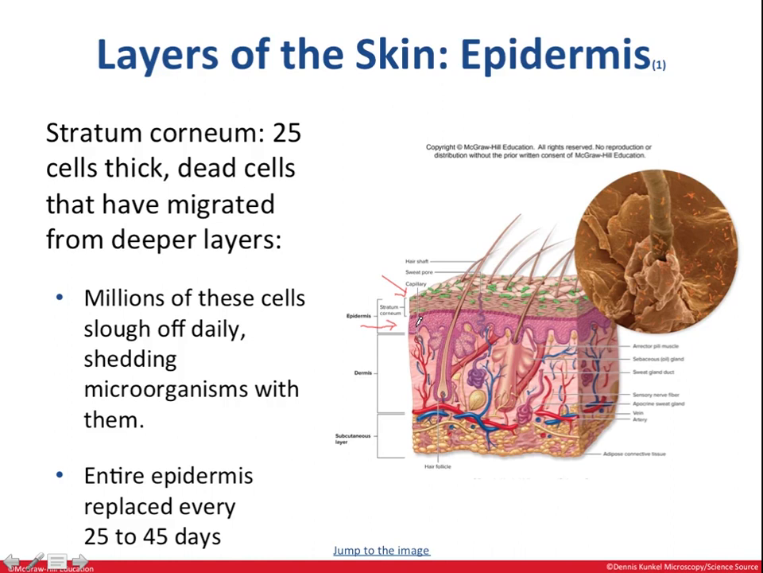The old cells eventually will die and then form the layer of stratum corneum. Millions of these cells, once they die, will eventually be sloughed off, shedding off of our body and off the skin.